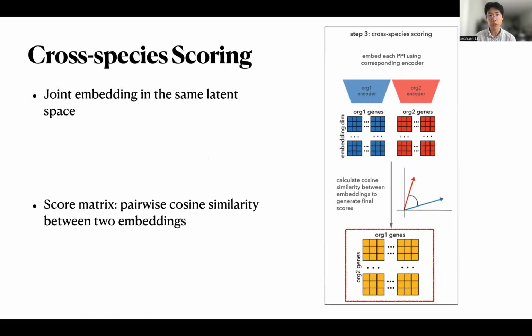After iterating the individual network embedding process and the cross-species alignment process several times, we will create a joint embedding that contains both within and cross-species functional similarity. And we will calculate the cosine similarity for each pair between two species. This is our prediction for how functionally similar two genes are in different species.